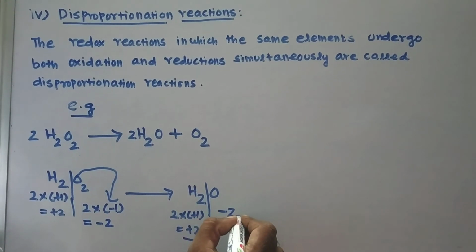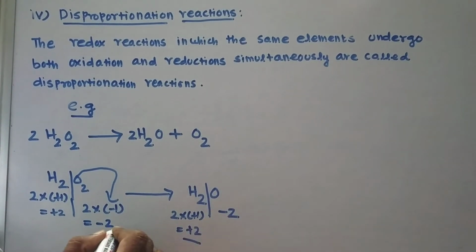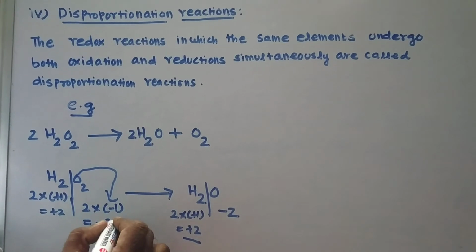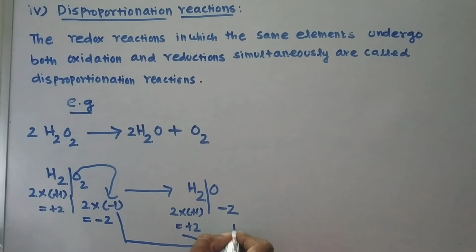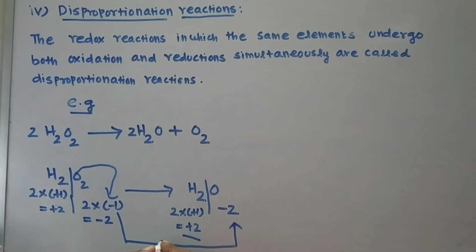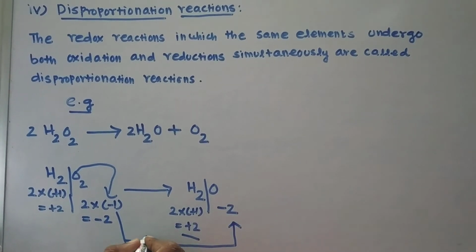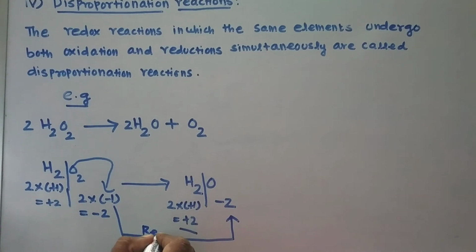Therefore the plus 2 charge is balanced by the minus 2 charge. Here oxygen goes from the -1 state to the -2 state. Therefore, it gains 1 electron. So, gain of electron is called reduction.